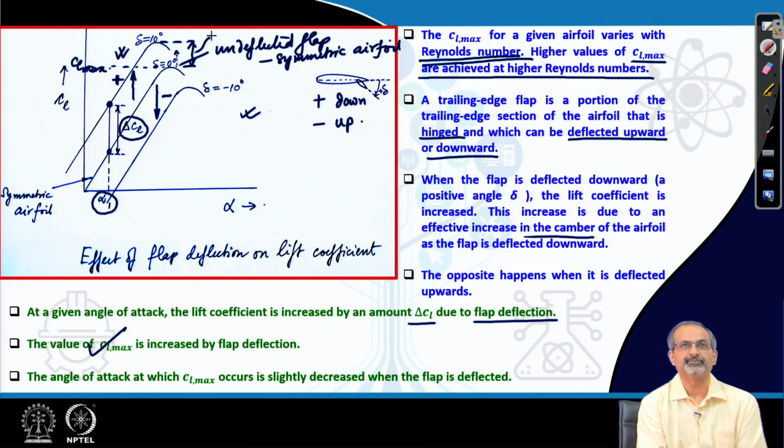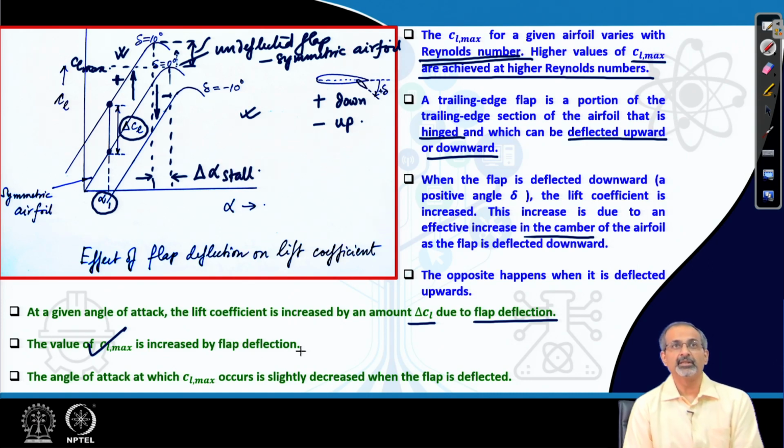This is the increase. The angle of attack at which CL max occurs is slightly decreased when the flap is deflected. So, this is the reduction in the angle of attack corresponding to the stall between the undeflected and deflected cases. So, though CL max increases, the stall occurs at a slightly lower angle of attack.